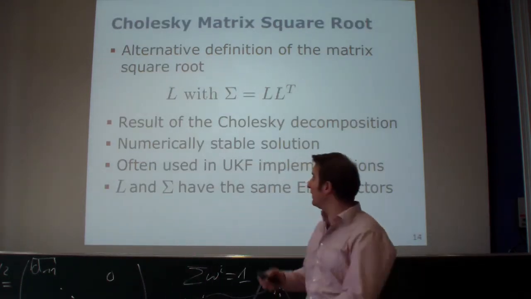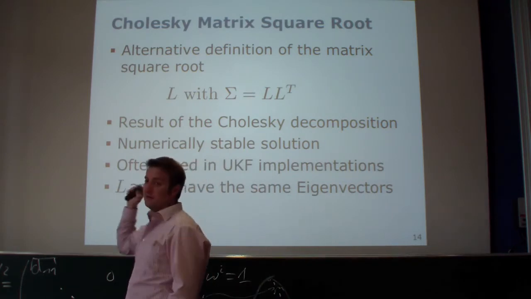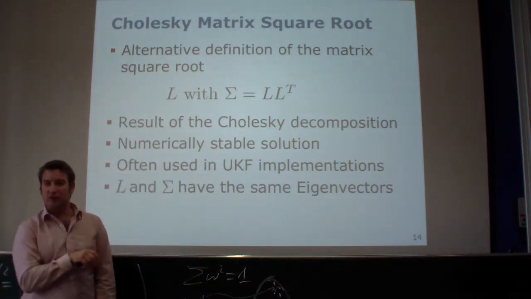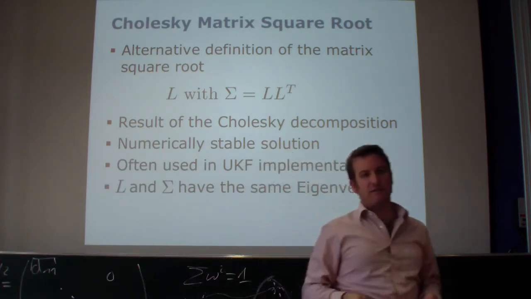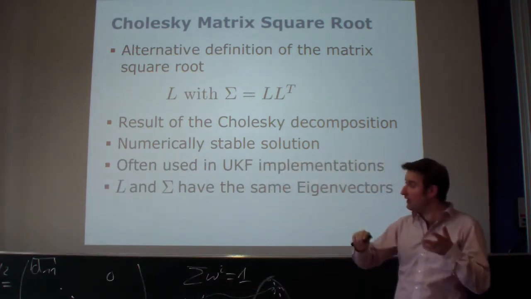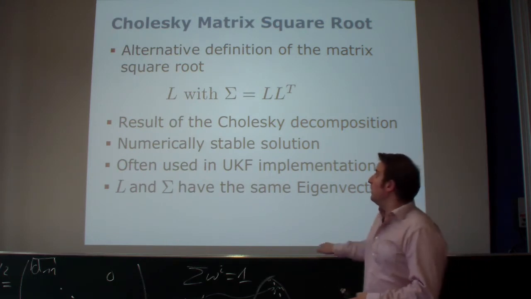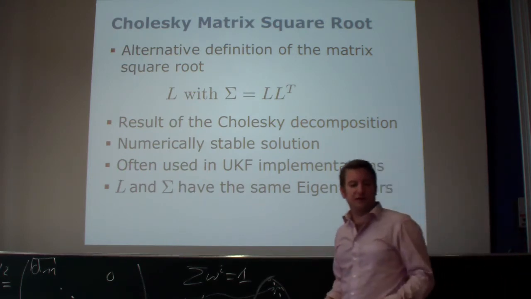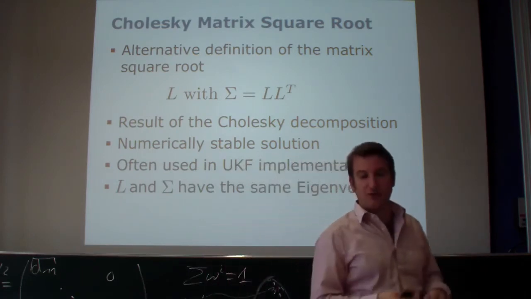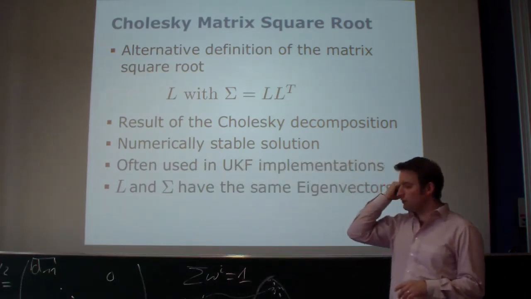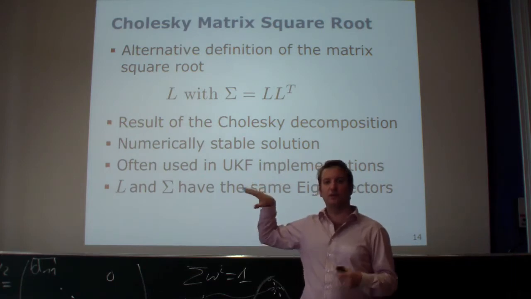Some other people define the matrix square root as a matrix L, where sigma is L times L transposed. If I do that, one technique directly pops up, which is the Cholesky decomposition, because the Cholesky decomposition computes a decomposition into a lower triangular and an upper triangular matrix, which are the transpose of each other, so that their product gives sigma. The advantage of the Cholesky factorization is that it is typically numerically stable, even for huge or sparse matrices where many elements are zero. Therefore, in the context of UKF implementations, people often use the Cholesky factorization to compute this matrix square root.